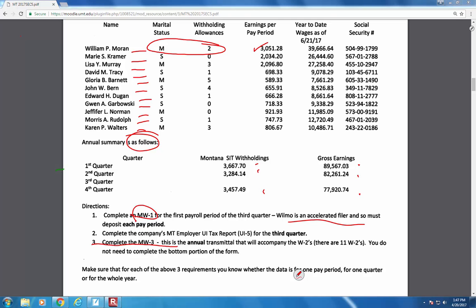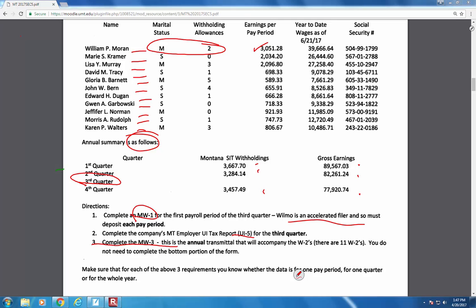Don't forget, when you're converting to a quarter, you've got to take everything for one payroll and multiply it by 7 to gross it up to a quarter. And then lastly, you're going to do the UI5, which is what we just practiced for unemployment. And I give you exactly the information we just talked about.